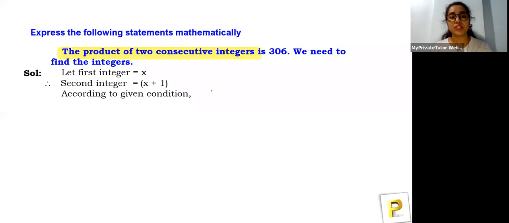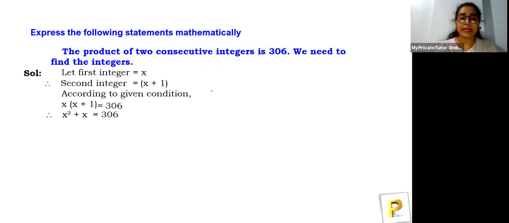According to the given condition, the product of two consecutive numbers: product means you have to multiply both the numbers. So x into x plus 1 will be equal to 306. Okay, and x square plus x is equal to 306.